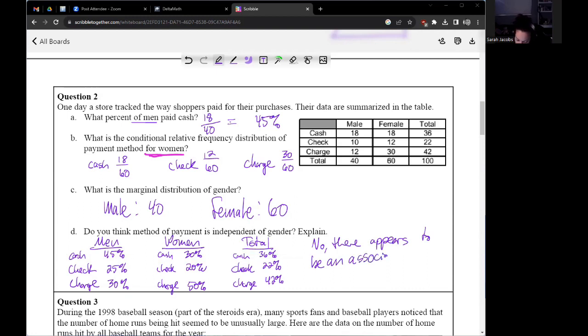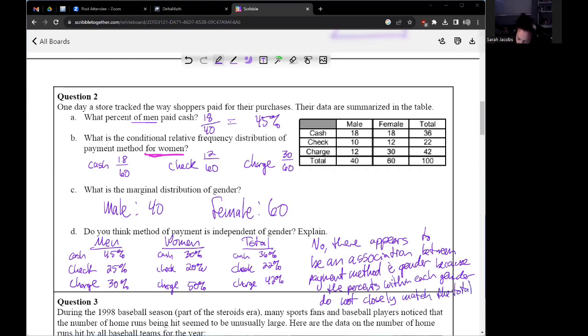There appears to be an association between payment method and gender, because the percents within each gender do not closely match the totals, the total percents.